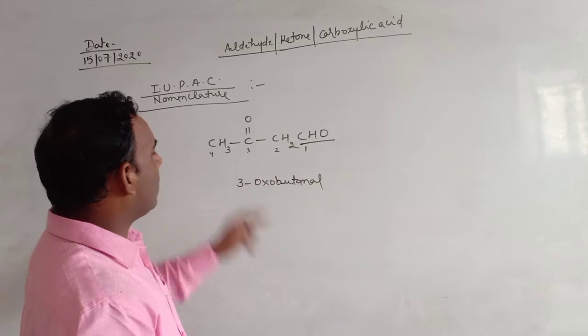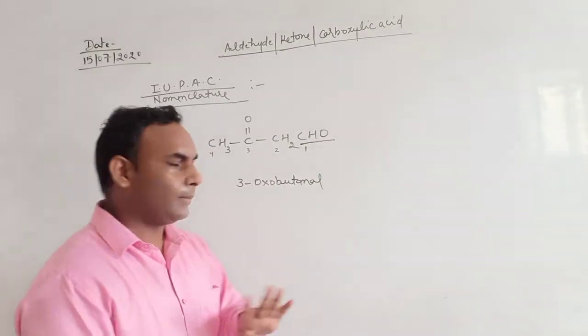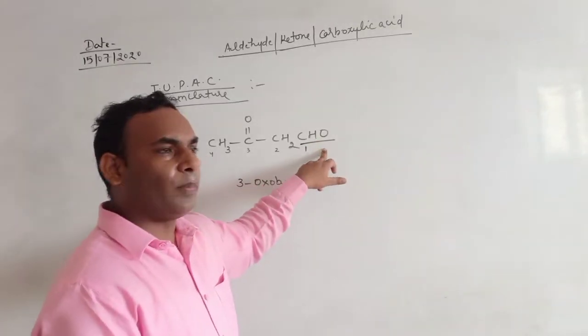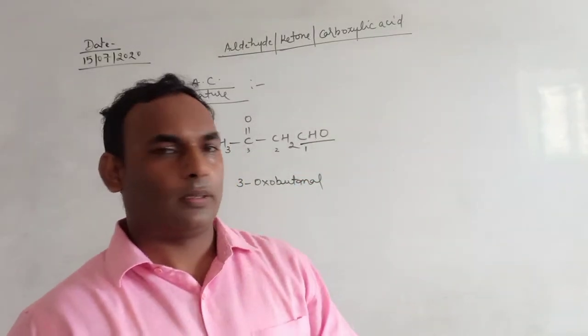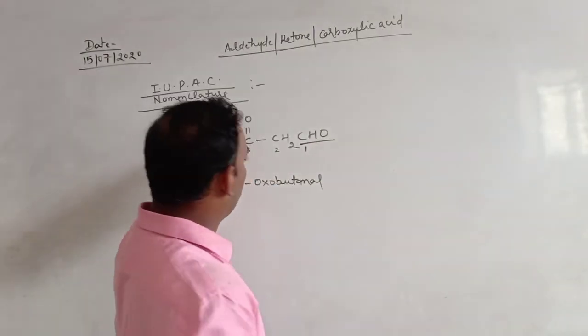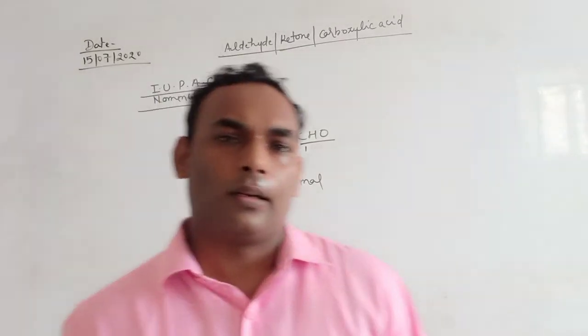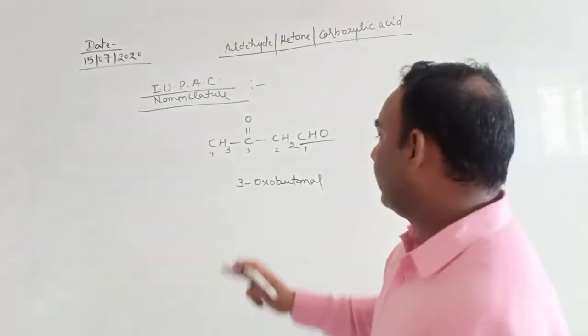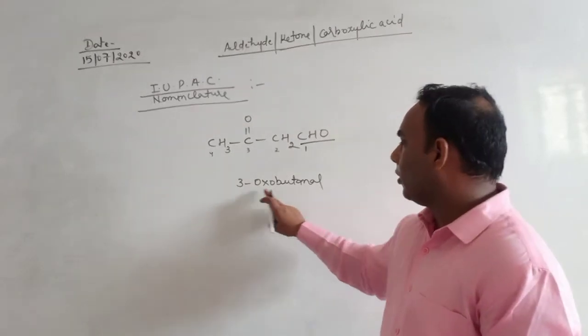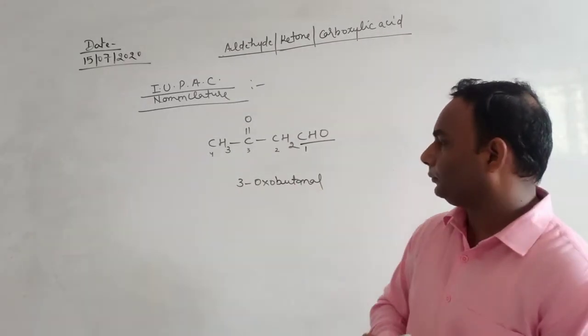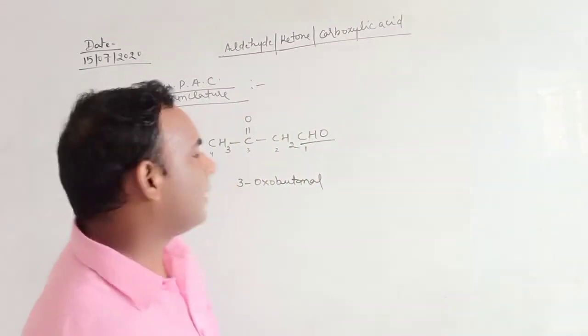This carbon chain contains 4 carbon atoms, and aldehydic group is the parent group and ketonic group is the prefix. That's why its IUPAC name is 3-oxobutanal. Next example.